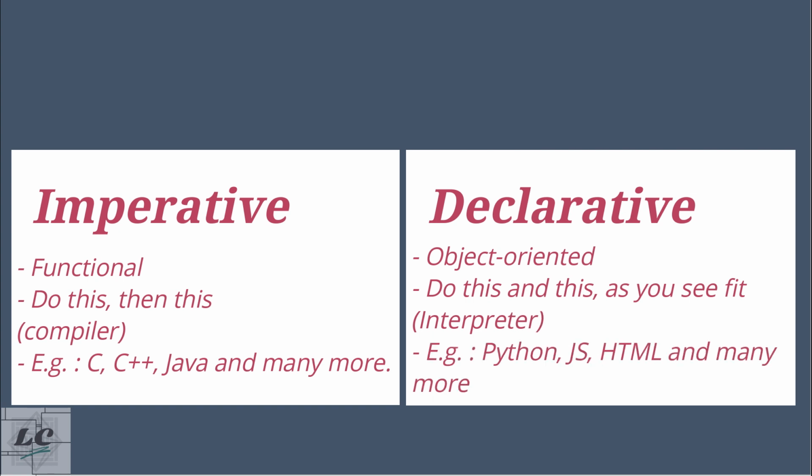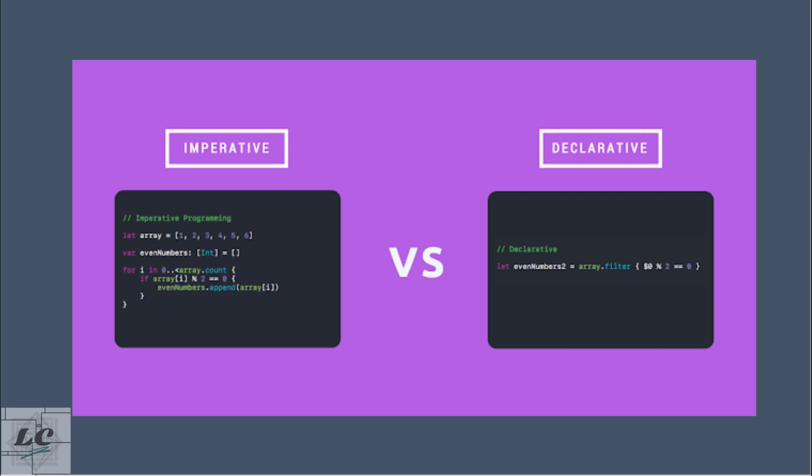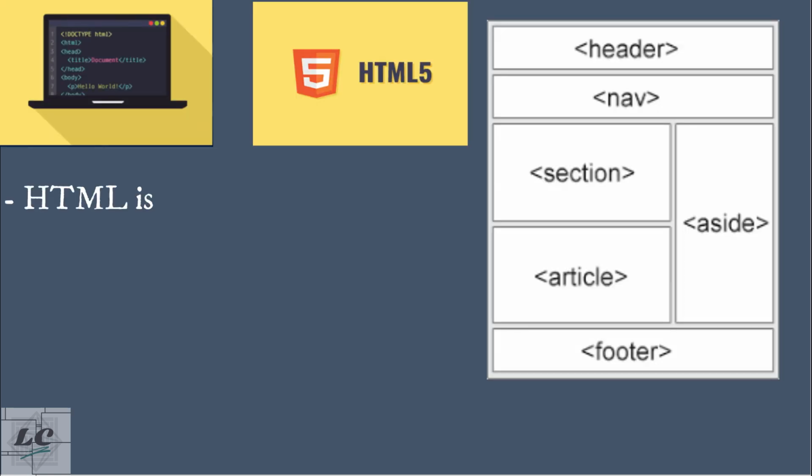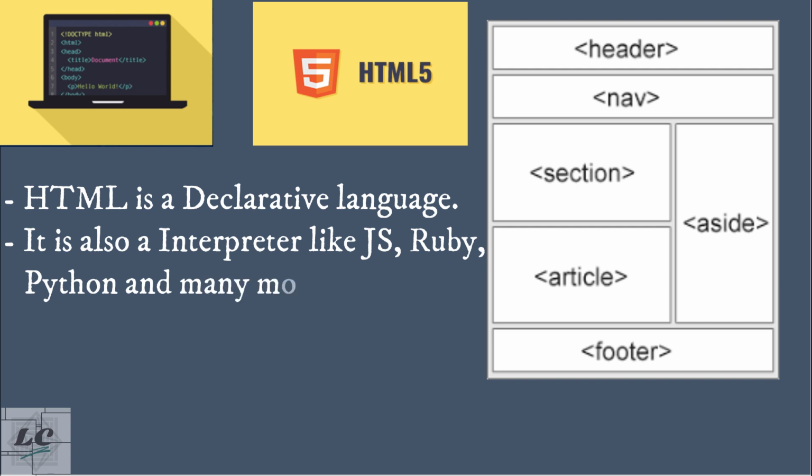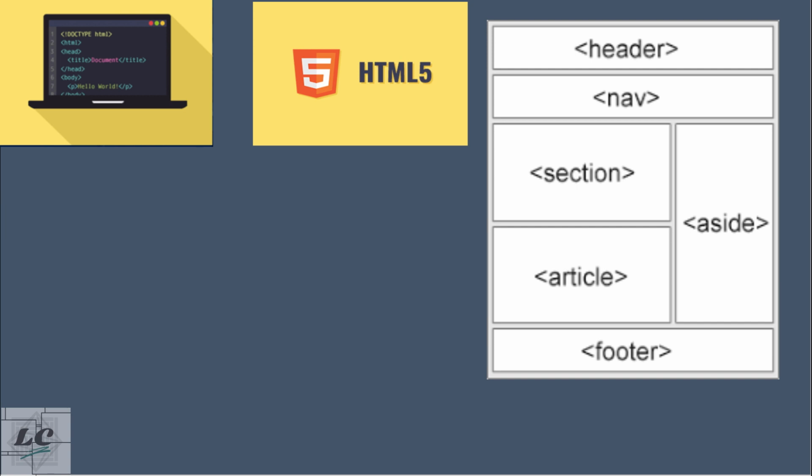Imperative is basically a compiler like C, C++, Fortran, COBOL, C#, and many more. And declarative are interpreter like Python, JavaScript, Ruby, PHP, a scripting language, and HTML. So HTML is a declarative language, and all of the instructions you provide when you use HTML, you tell the computer that you want to see visuals, making it a declarative.